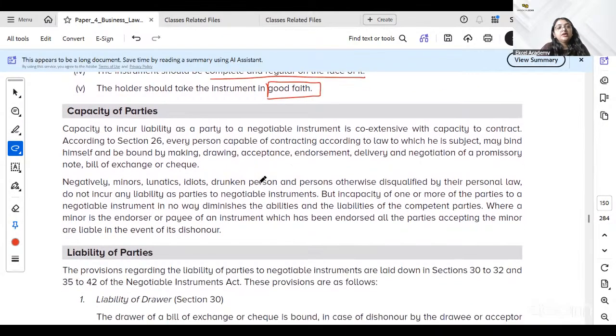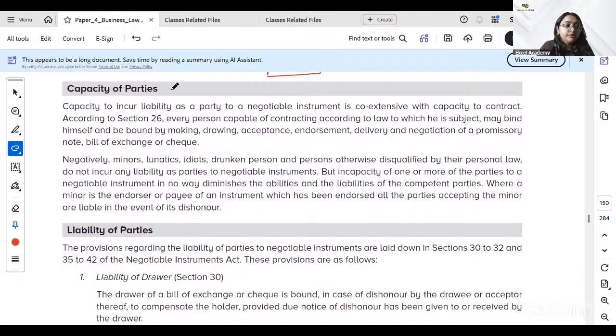Then we went on to understanding the capacity of the parties, that is, the capacity of the party to incur liability. How is it? It is similar to your capacity to contract. Who can contract? Someone who is of major age, someone who is not disqualified by law, someone who is of sound mind. Who cannot? Minors, lunatics, idiots, drunken persons, and persons otherwise disqualified by their personal law. But a minor can be an endorsee or a payee. Very, very important: in this case, the other parties remain completely liable.